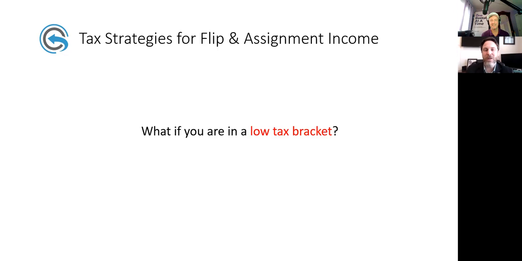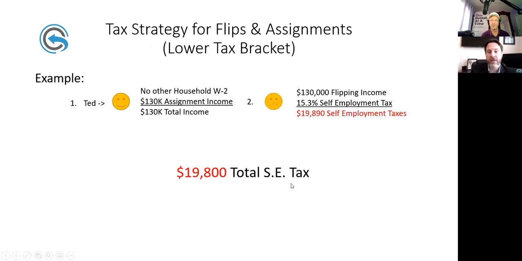And what if you're in a lower tax bracket? We've had two different tax strategies that have to do with high tax brackets. Well, let's talk about a lower tax bracket. So if you're doing flips or assignments and you're in a lower tax bracket, we want to basically use one entity to reduce your Social Security taxes.